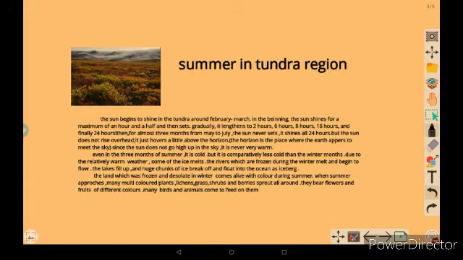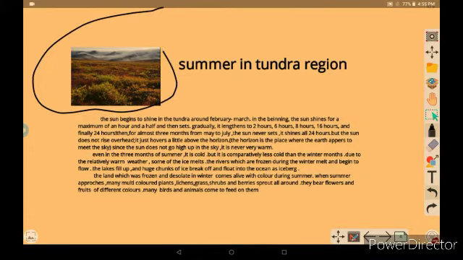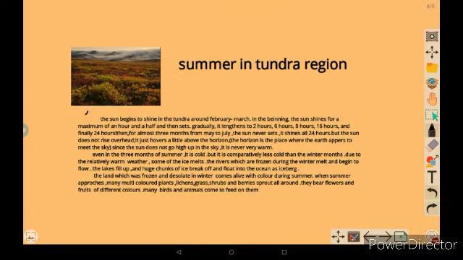Okay, so it gets a little bit of sunlight, and because of that we get a little bit of vegetation there. You can see in the picture here, a little vegetation. You can see a little bit of small plants grown. Yeah, so it is never warm there.